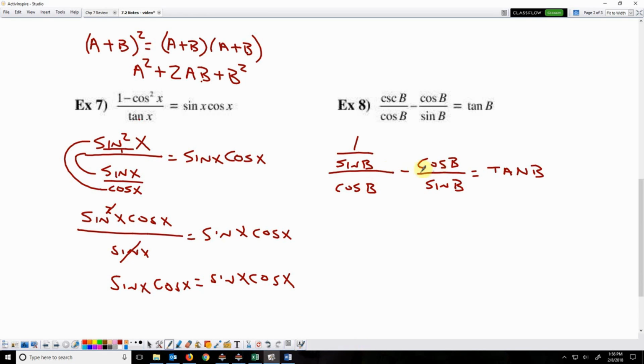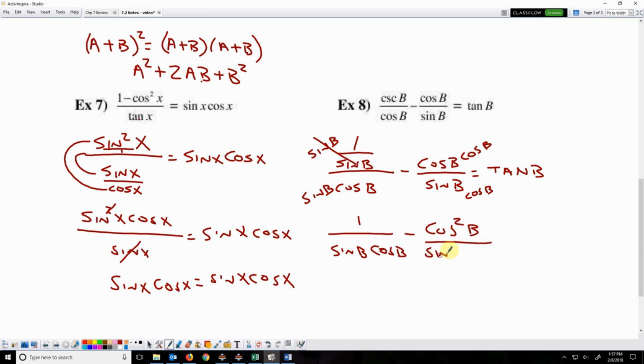So if I want to subtract these fractions, I need a common denominator. That common denominator is going to be cosine b times sine b. So I'm going to multiply numerator and denominator here by sine b, and the numerator and denominator here by cosine b. These cancel, so I get 1 over sine b cosine b minus cosine squared b over sine b cosine b.